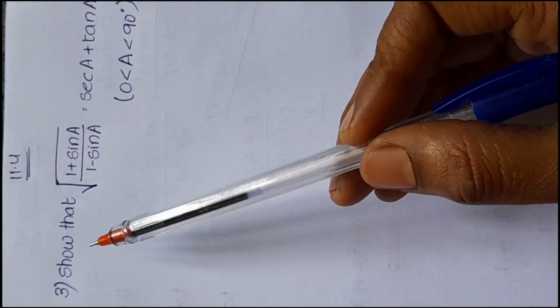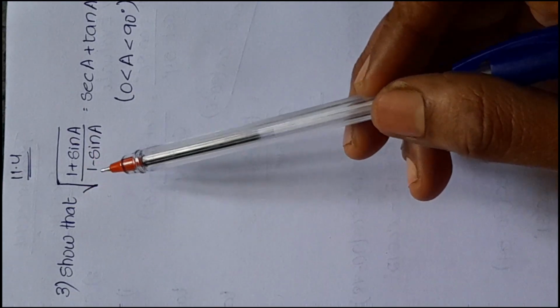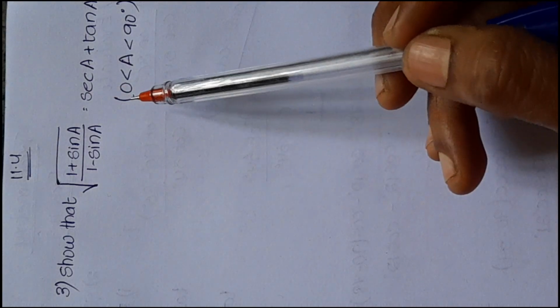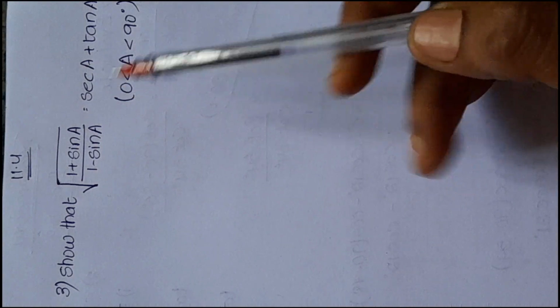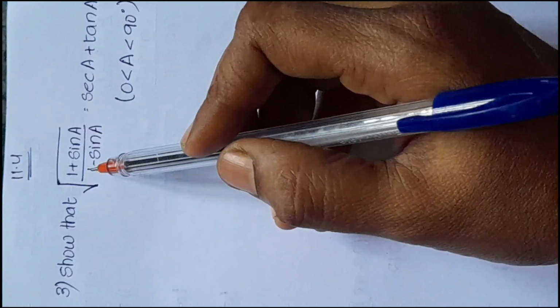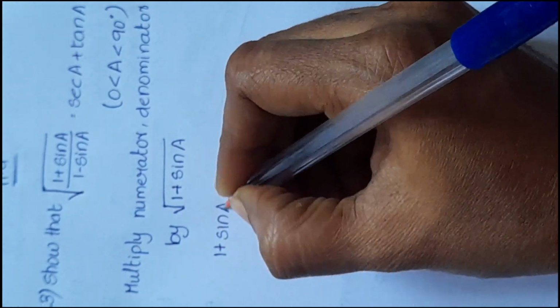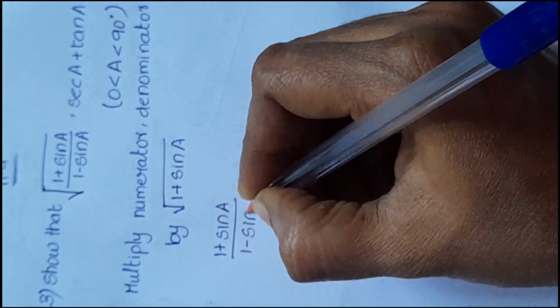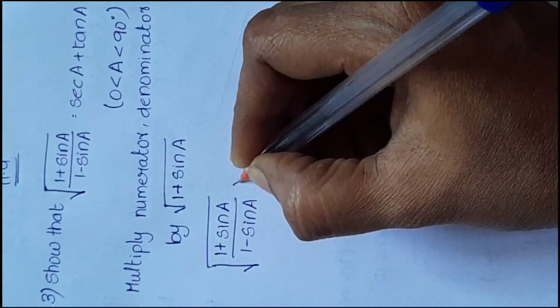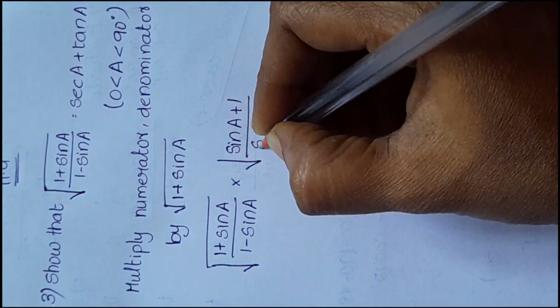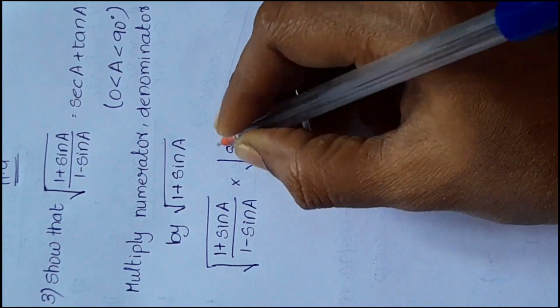Third question in exercise 11.4 is, show that root of (1 plus sin A by 1 minus sin A) is equal to secant A plus tan A. Here A value should be between 0 and 90 degrees. Now we should multiply the numerator and the denominator by root of 1 plus sin A. Now the step is root of (1 plus sin A by 1 minus sin A) into root of (1 plus sin A by 1 plus sin A).